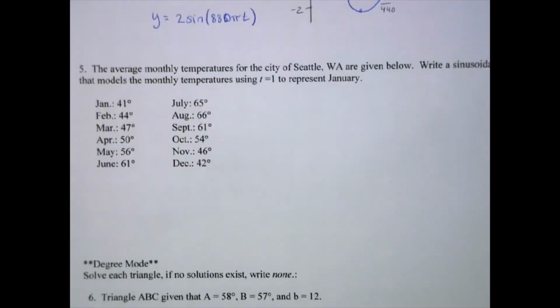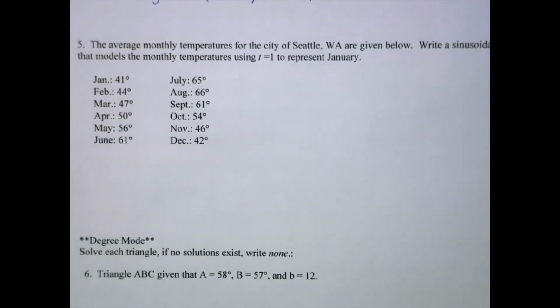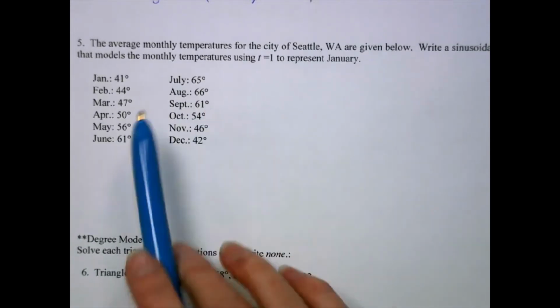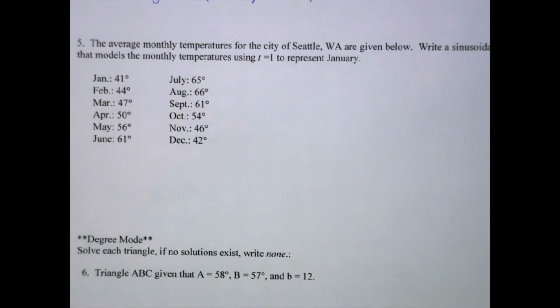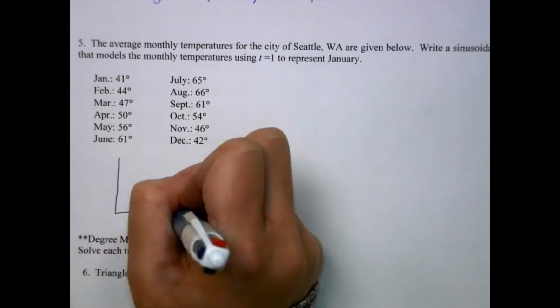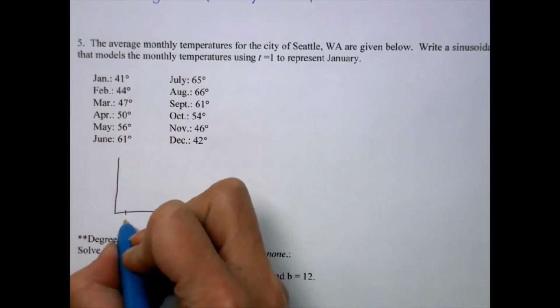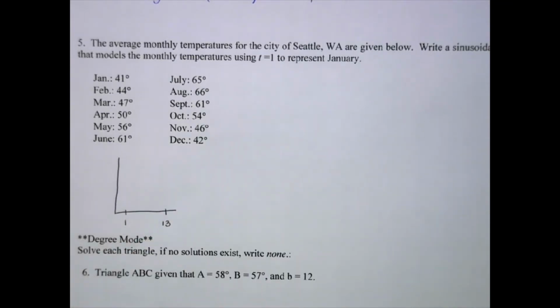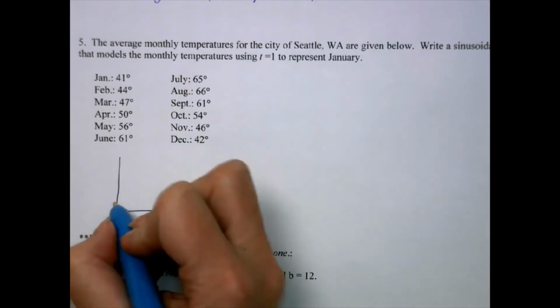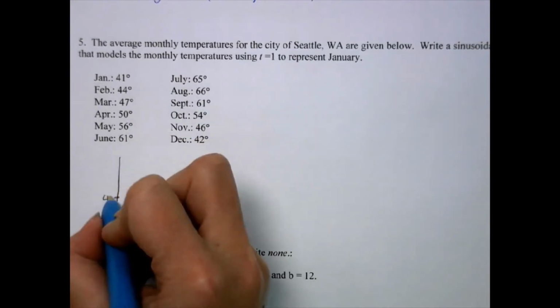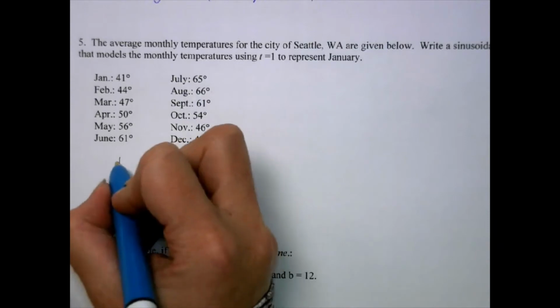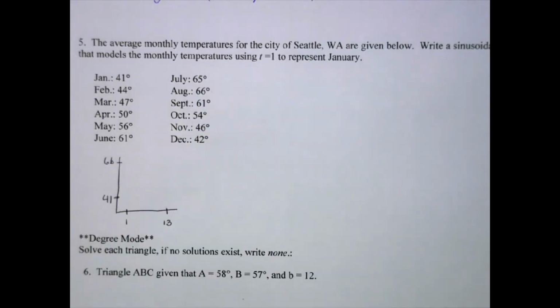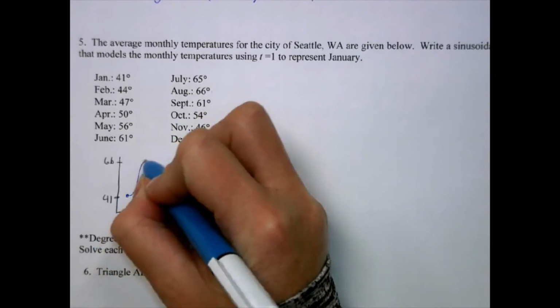The next one, the average monthly temperature for the city of Seattle is given below. So you can either do a sine regression in your calculator, or we can just do this using the information we have. So our graph is going to start at 1, which means the following January is going to be 13. Our minimum temperature is 41. My maximum temperature is 66. So my graph is going to go from here up, back down to cold.